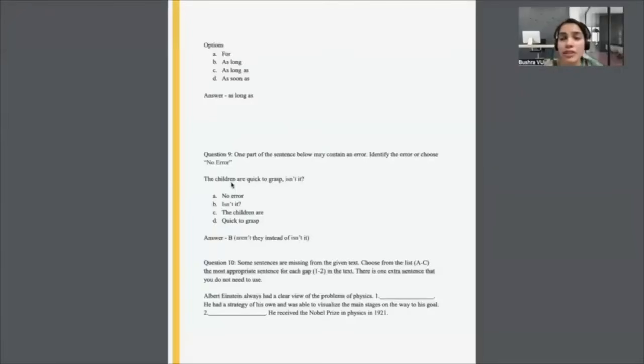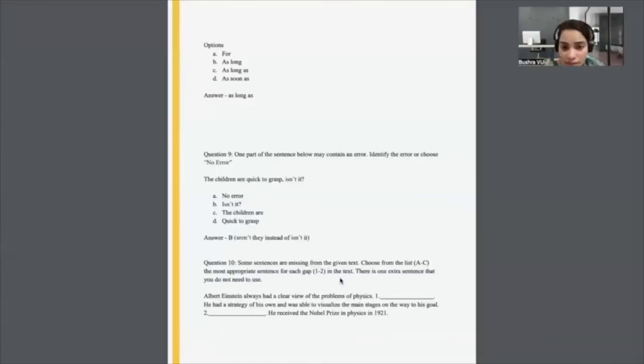Or if you're saying something like, she is going to the market, because you have used "is" in the sentence, you're going to end it with "isn't she." Okay. It's a cat, isn't it? They are dogs, aren't they? So it works like that. So now this part of the sentence has the problem. So the correct answer is "isn't she." It should have been "aren't they."